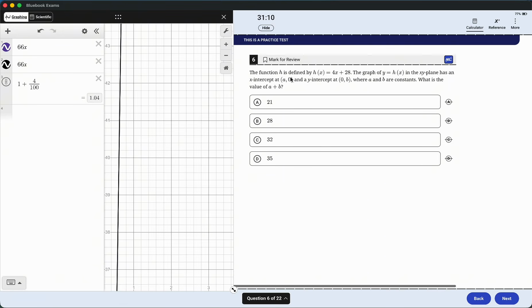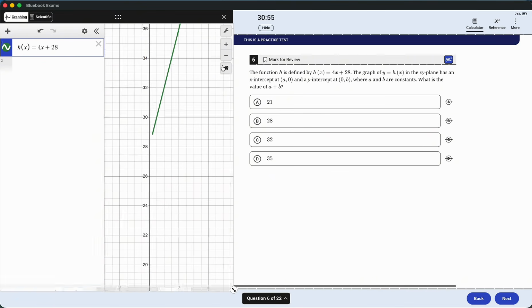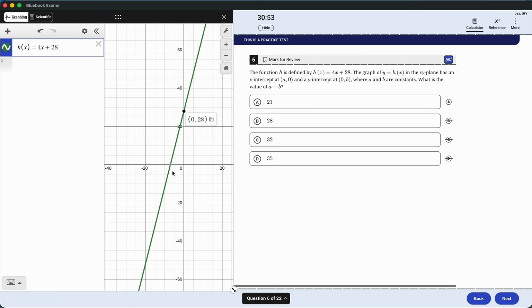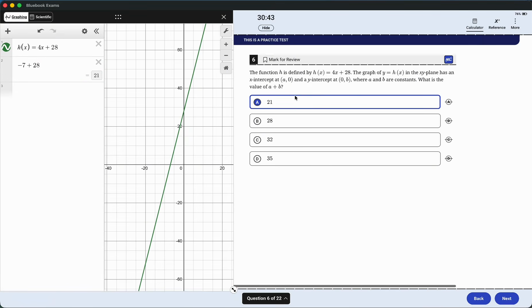Next one: function h gives us this equation. h of x has an x-intercept at a comma 0 and a y-intercept at 0 comma b. They want to know what a and b are. You just got to know what the intercepts are. So you type this function in, and that's something you can always click on in Desmos. If I have my function, I can click on the y-intercept and the x-intercept. So I know a, the x-intercept, is -7, and I know b is 28, so we do a plus b and we get 21.